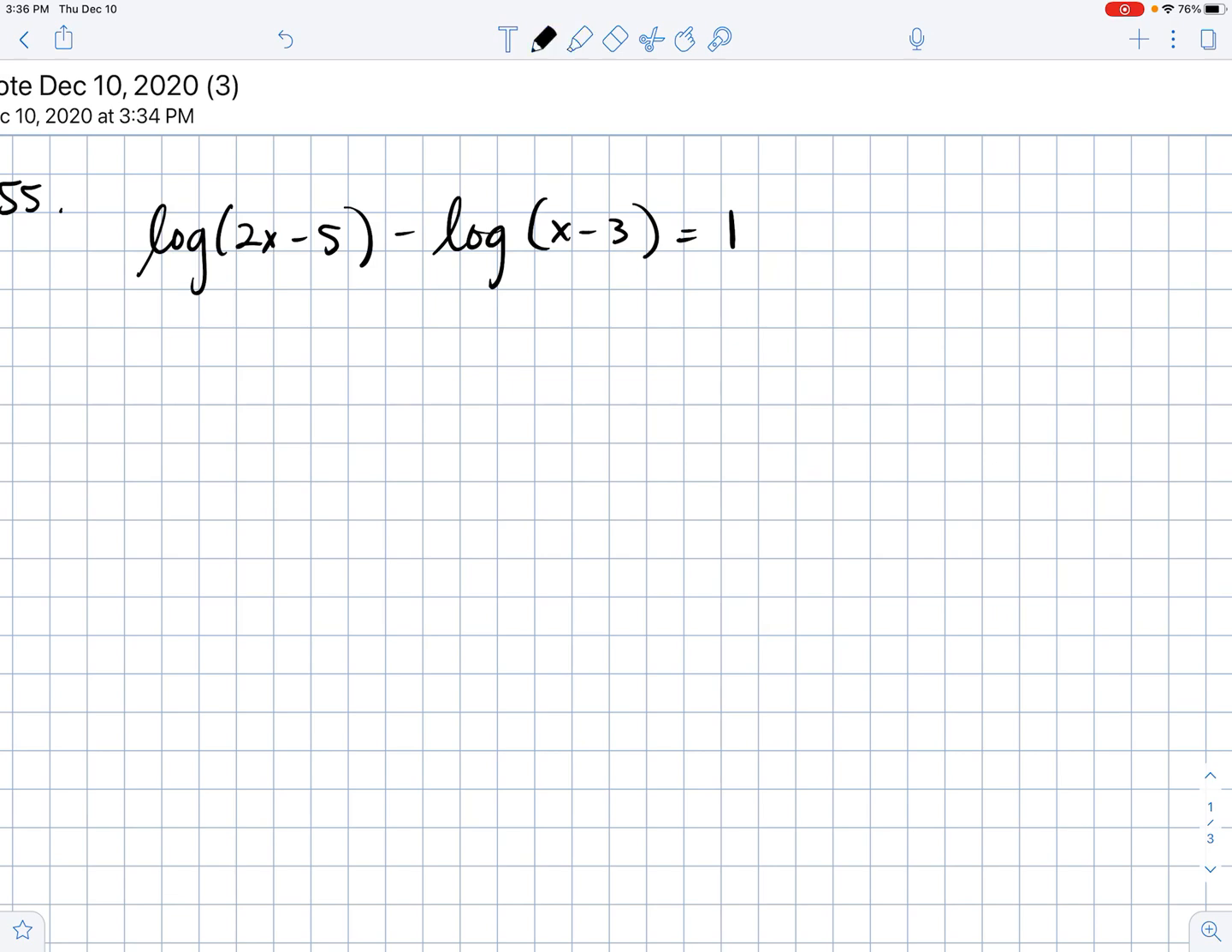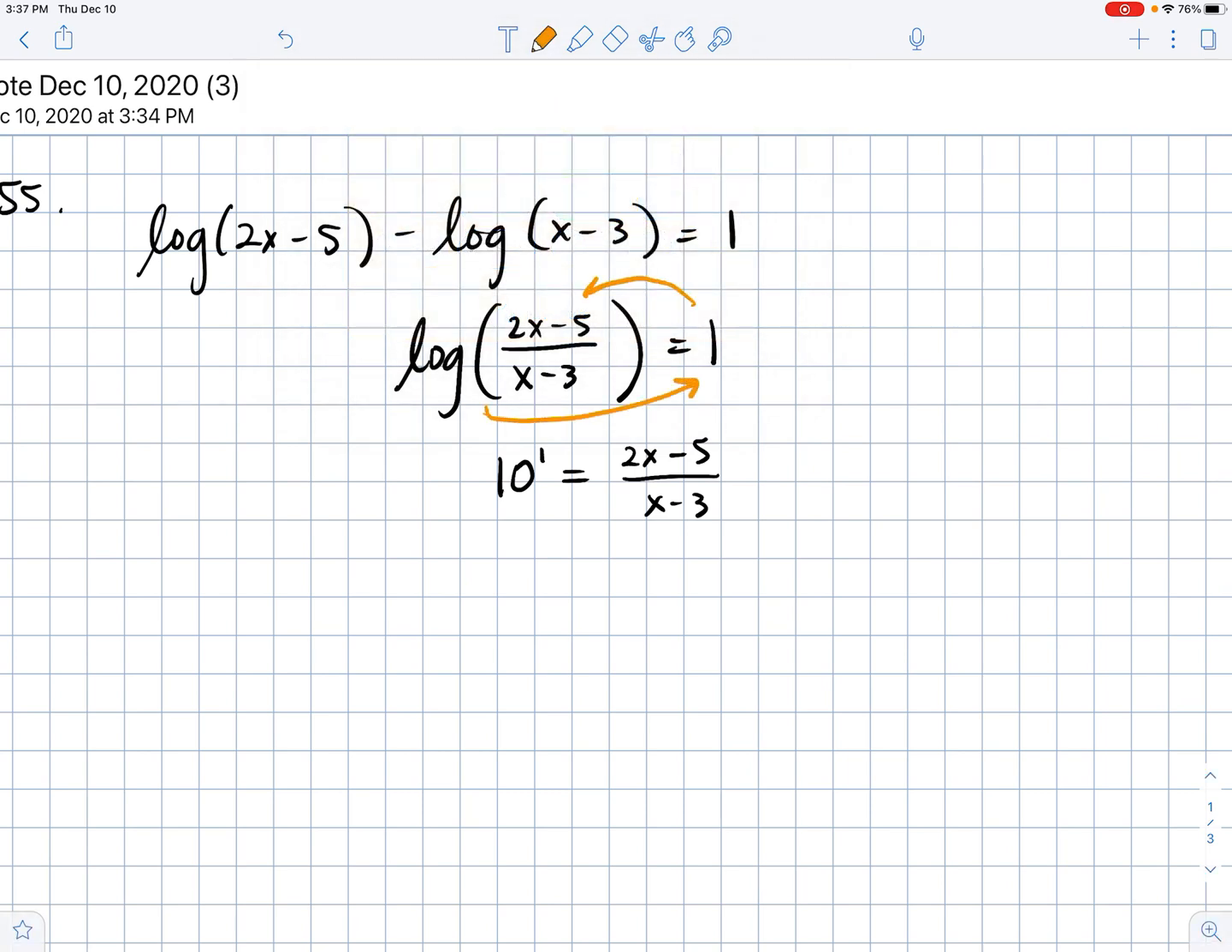Looking at the left-hand side, since that's subtraction between the two logs and they're both log base 10, I can use the quotient property for logarithms and rewrite that as the log of (2x minus 5) over (x minus 3) equals 1. Now to rewrite in exponential form, that's going to be 10 to the first power equals (2x minus 5) over (x minus 3). And then just showing the arrows, right? 10 to the first power equals (2x minus 5) over (x minus 3).